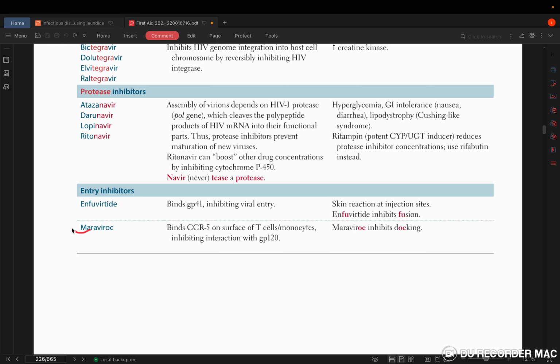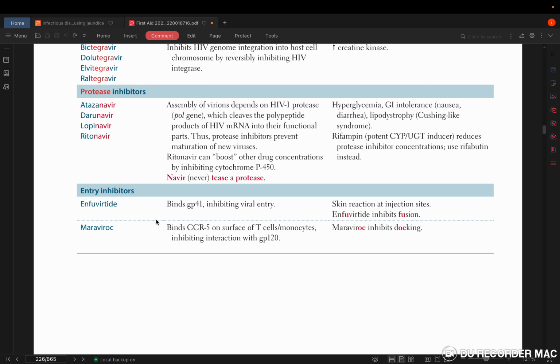Entry inhibitor, let's start with maraviroc. It binds to the CCR5. Guys, do you remember if somebody had a mutation of CCR5, what he will have? He will be immune, absolutely. So maraviroc binds to the CCR5 on the surface of T cells and the monocytes, which inhibits the interaction with the GP120, which prevents the attachment of the virus to the receptor and inhibits the docking, so the virus cannot enter in the first place.